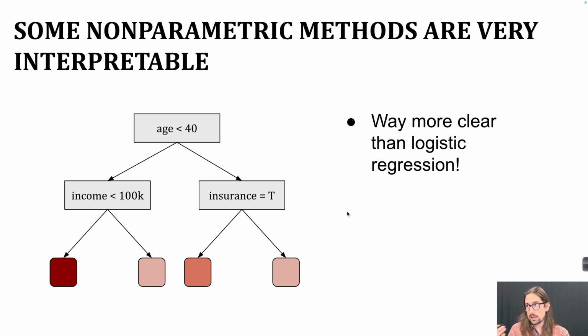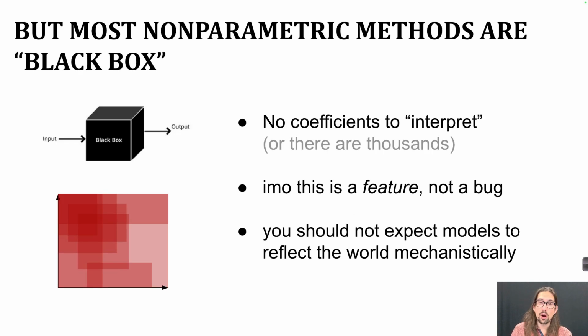But for something like a support vector machine or a neural network, it turns out there are parameters in there, but there are usually thousands. And so people just throw up their hands and say, I can't interpret this, there's nothing there that I can really say why. And that's not true. You can't always say why. It's just more complicated, okay? But nonetheless, I think this is a feature. This is not a bug.